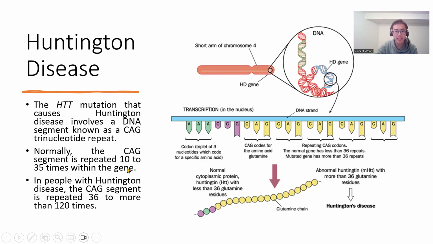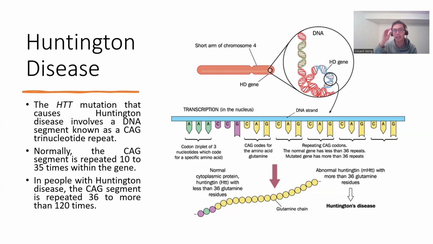Normally, the CAG is repeated 10 to 35 times within the gene. However, in people with Huntington disease, the CAG can be repeated 36 to 120 times. What happens is when these things repeat themselves, CAG, CAG, CAG, and your polymerase is trying to copy it, it makes a mistake. It might slip during the process and accidentally put in an extra one, or it might miss one. So the length of the tandem repeats might vary from one generation to the next generation.